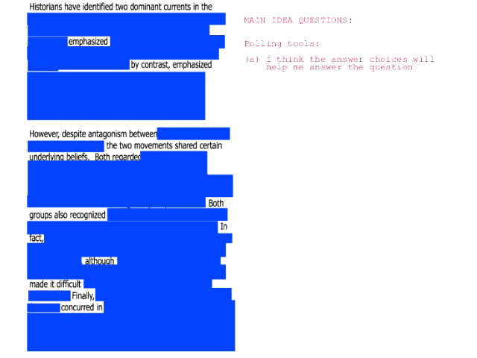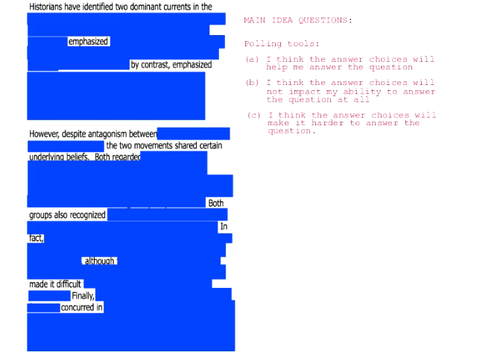I just cannot type today. Give me a B if you think that the answer choices will neither help nor hurt you, not impact my ability to answer the question at all. And give me a C if you think the answer choices will have an adverse effect on that ability, harder to answer the question. Okay, what do you think?